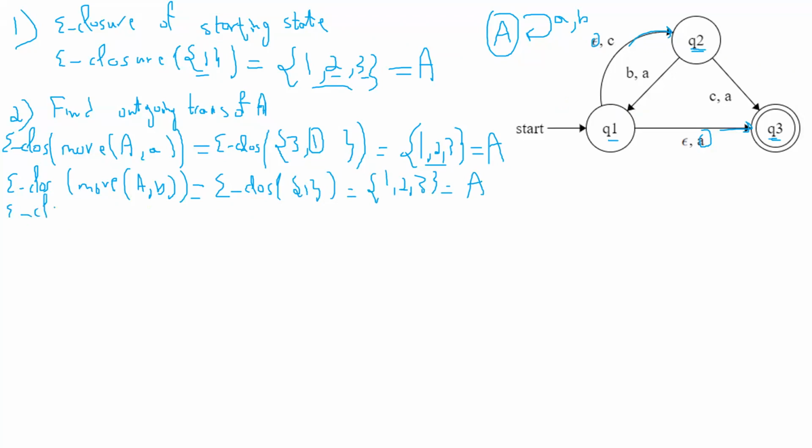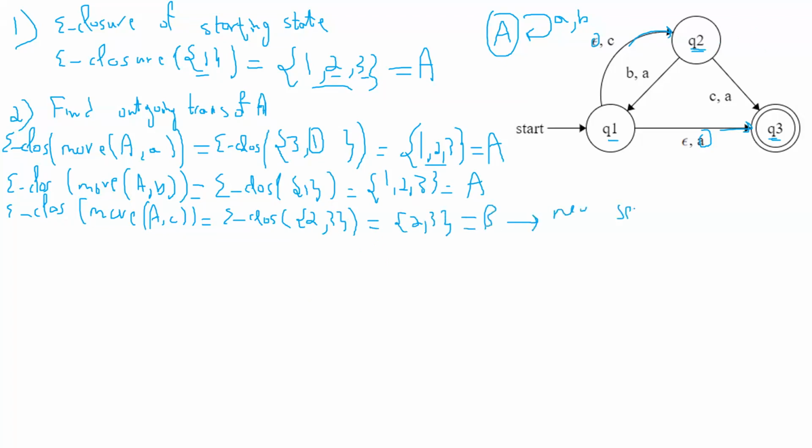Again, we're saying basically the state A is going to loop on itself on B. Last one for this state, sigma closure of move A on C, which is the sigma closure of, so 1 goes to 2, 3 doesn't go anywhere, 2 goes to 3, exactly. And since 2 and 3 don't have any outgoing sigma transitions, it simply stays as it is, 2, 3. And we now have to name this B since it's a new sequence of states that we haven't seen before. I haven't seen 2, 3 before, I have to now name it B. And since I have a new state, I have to keep going.